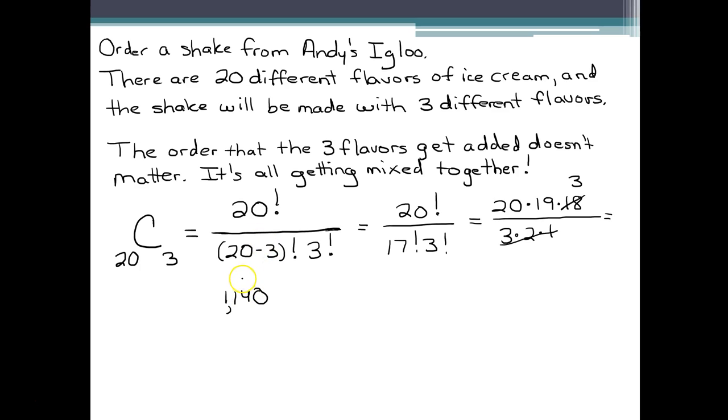So you have 1,140 different milkshakes you can make if you choose 3 separate flavors of ice cream to put into the milkshake. So that's how many combinations are possible. That's the number of possible shakes.